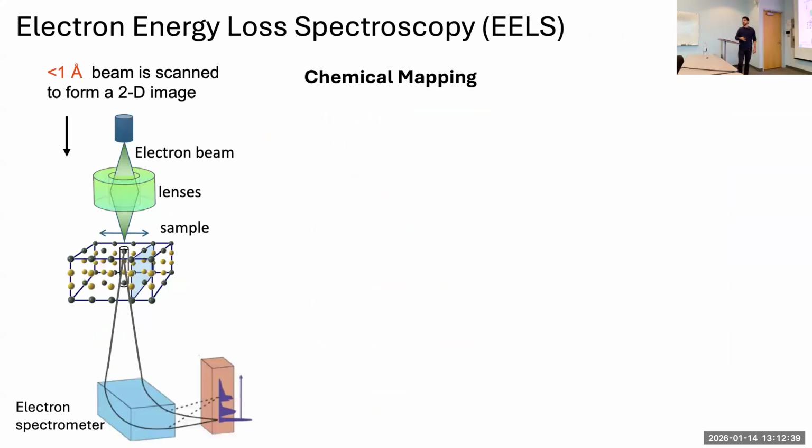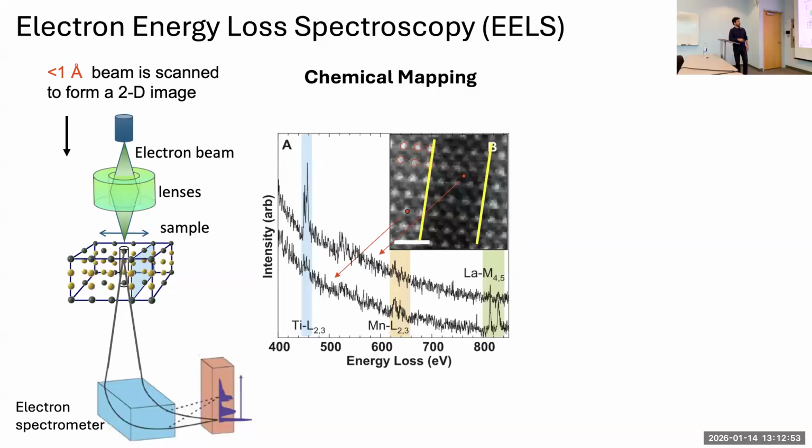You can also do spectroscopy. You can collect the electrons, as they travel through the sample, they will interact inelastically with the material and lose energy. You can then disperse the electron beam with a magnetic prism. And this is quite useful for chemical identification, for instance.